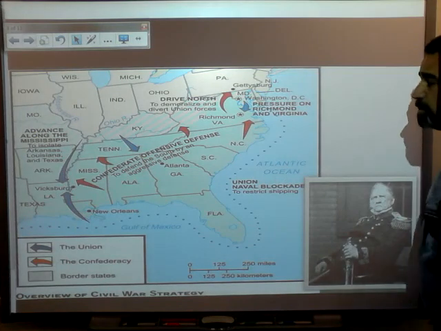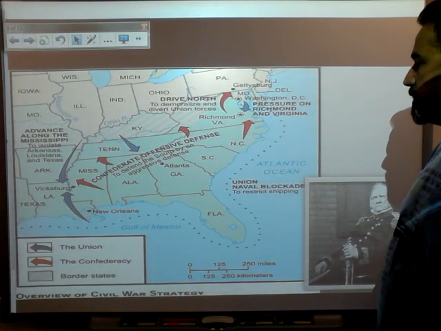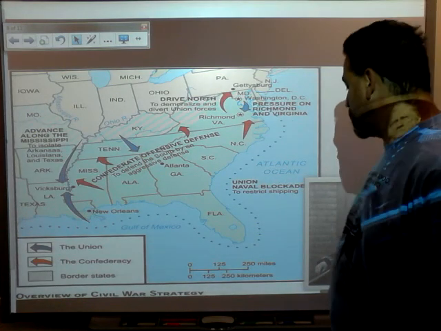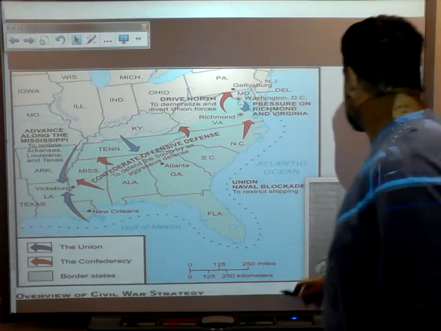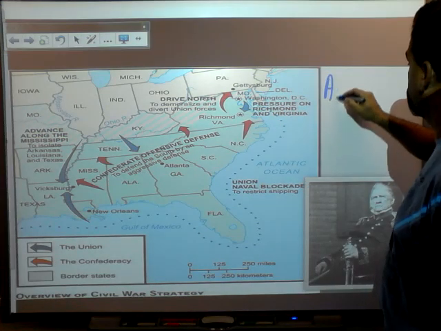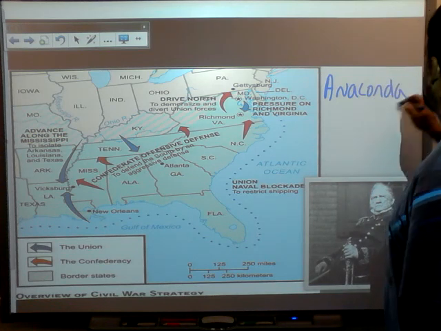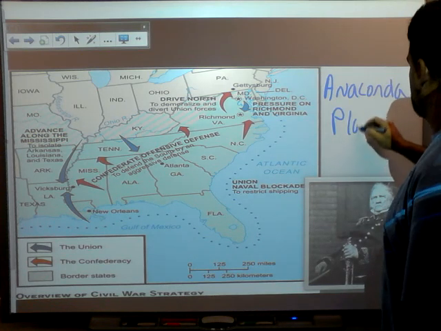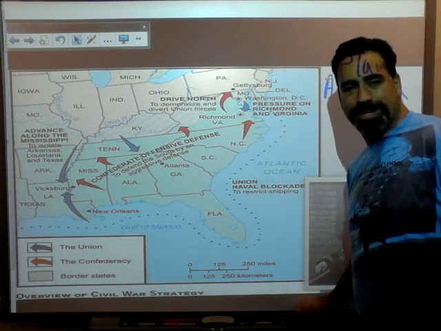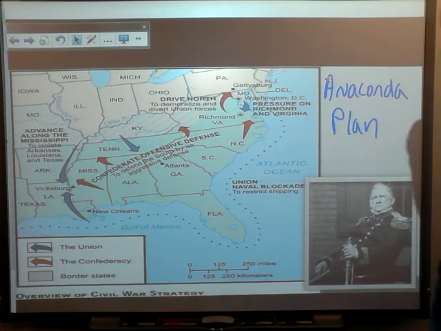Now, the Northern plan, the Union plan, in this was called the Anaconda Plan. Let's write that down. We'll call it the Anaconda Plan. It's a great name. It was actually a name that was used kind of as an insult. But either way, this Anaconda Plan was drawn up by our buddy Winfield Scott.